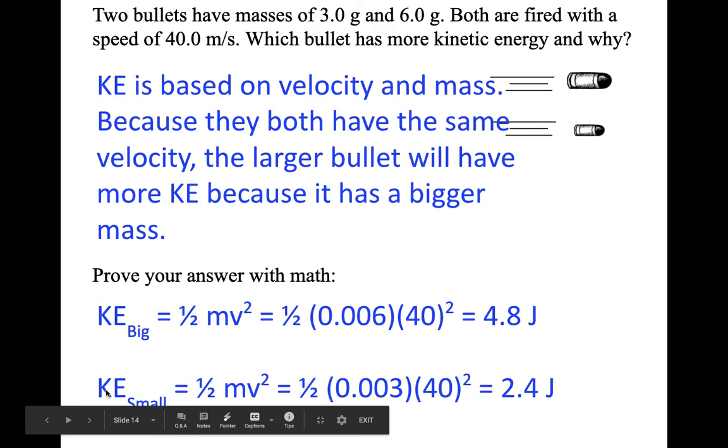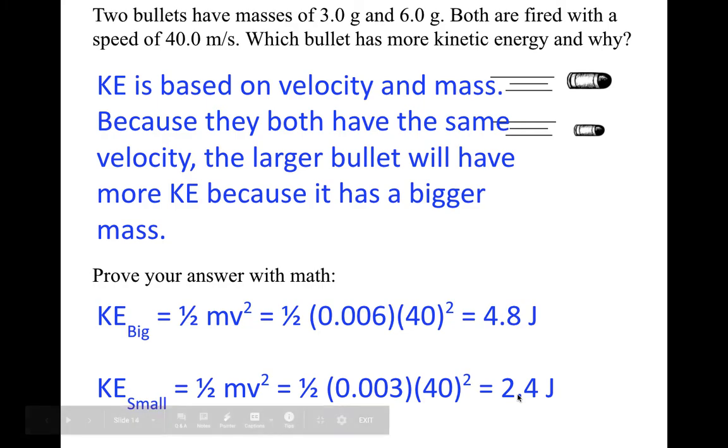The kinetic energy of the small bullet is 1/2 mv squared. The only thing that's different is this number is half the size of this one, so calculating that out, we get half the energy. We could also find the speed of something if we know its energy, and this is going to be helpful when we talk about conservation of energy and why this kind of makes sense.